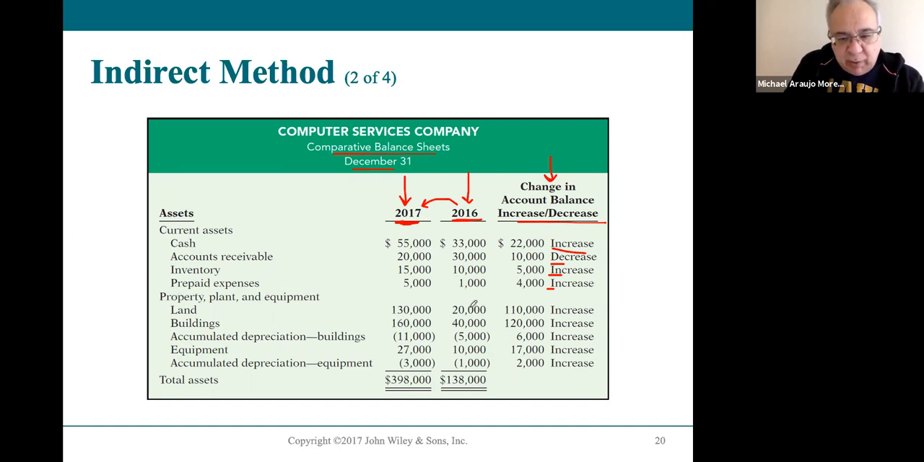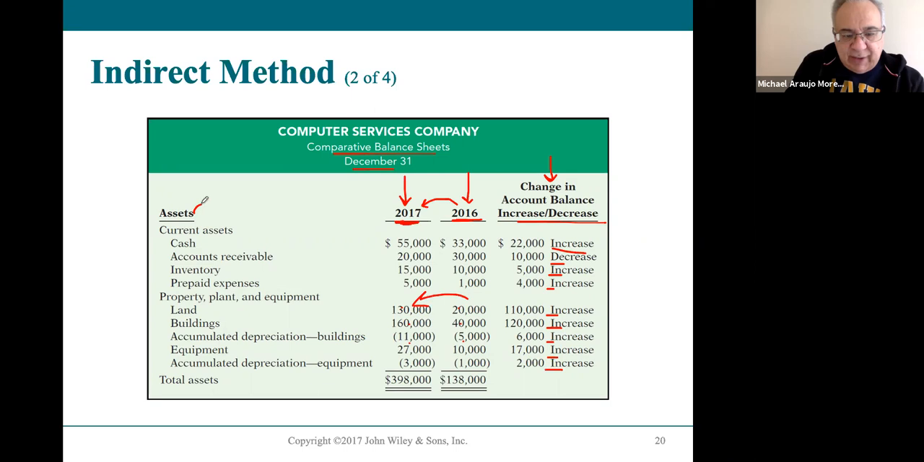For property, plant, and equipment, we went from $20,000 in land to $130,000. That's a large increase, $110,000 more in the land account. From $40,000 to $160,000, that's a $120,000 increase in the buildings account. Our accumulated depreciation on the buildings went from $5,000 to $11,000. That's a $6,000 increase. Our equipment went from $10,000 to $27,000. That's a $17,000 increase. And our accumulated depreciation on the equipment went from 1 to 3, which is a $2,000 increase. So again, the differences from the previous year to the most current year, noting the differences on the side.